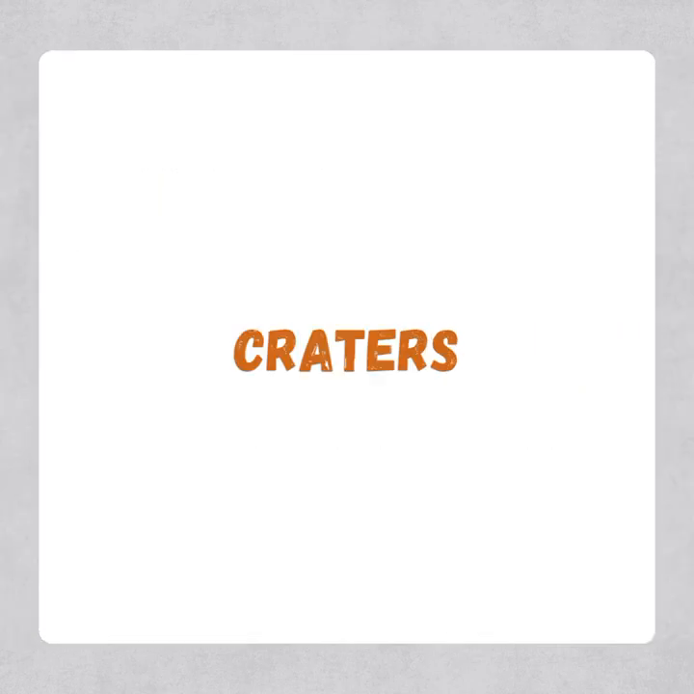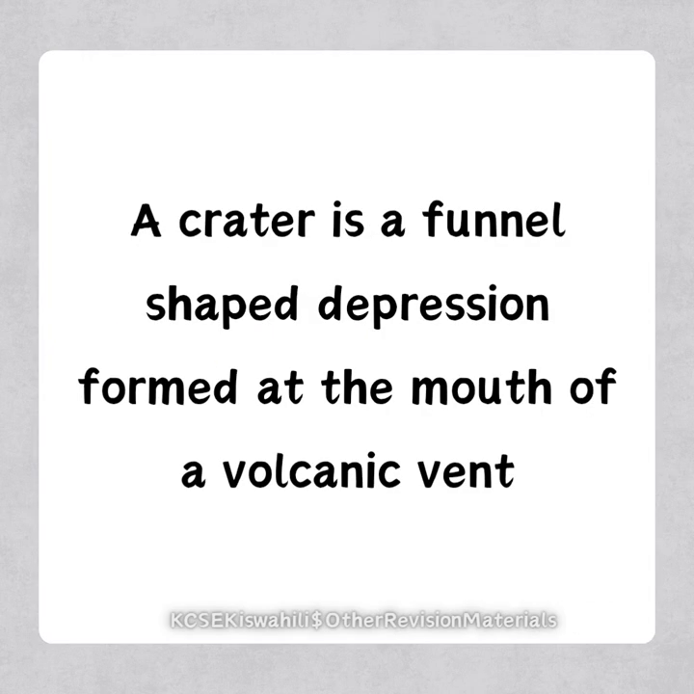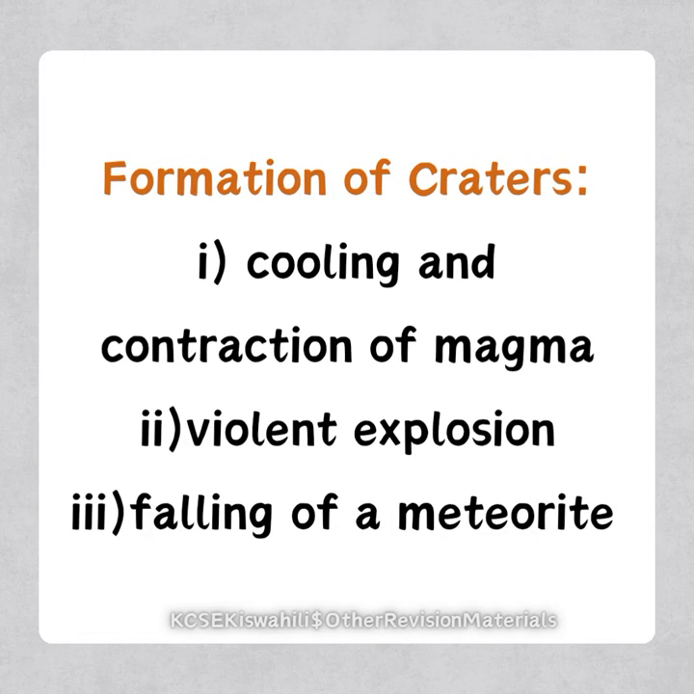Let's look at how craters form. A crater is a funnel-shaped depression formed at the mouth of a volcanic vent. Craters can be formed through any of the following three ways. 1. By cooling and contraction of magma. 2. Through violent volcanic explosion, and 3. By falling of a meteorite.